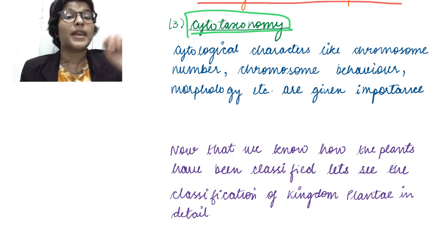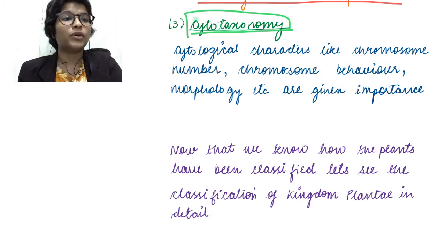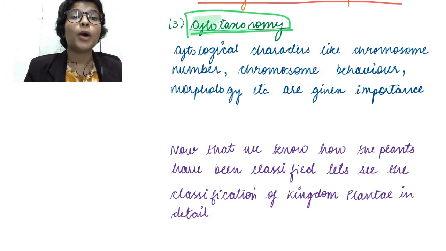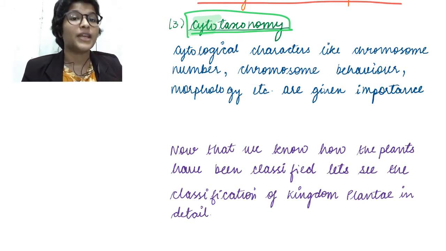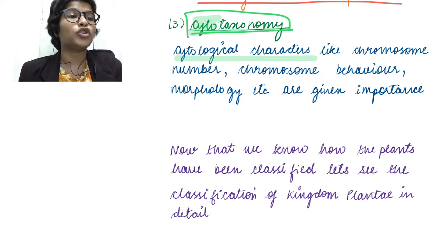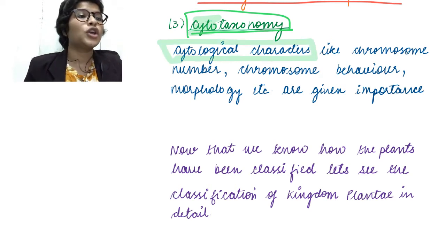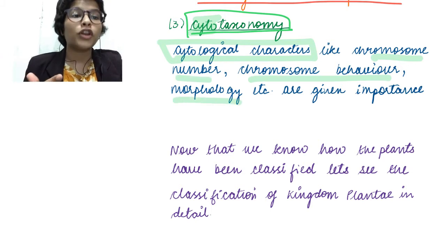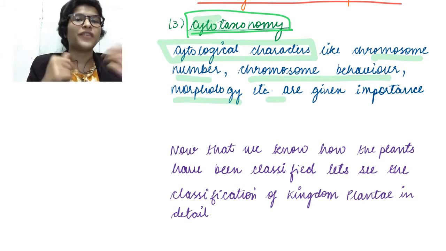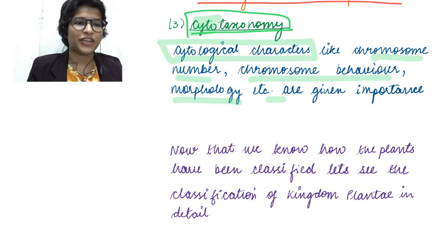cytotaxonomy. Now the word cyto मतलब सेल, तो हम सेल के बेसिस पर क्लासीफाई कर रहे हैं. तो कैसे क्लासीफाई करते हैं? We use cytological characters like chromosome number, chromosome behavior, morphology, etc. to classify the plants. So these were the three secondary types of classification systems.